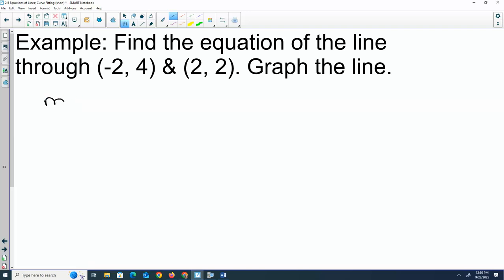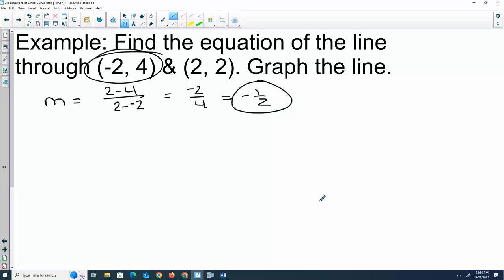Slope, change in y over change in x. So y2 minus y1 over x2 minus x1. So I get negative 2 over 4 or negative 1/2. Take one of your points, doesn't matter which one, and your slope. Either do point slope or plug in y equals mx plus b. I saw more people doing point slope, so I'll do that.